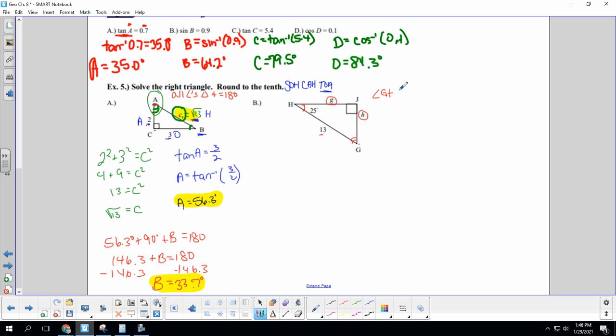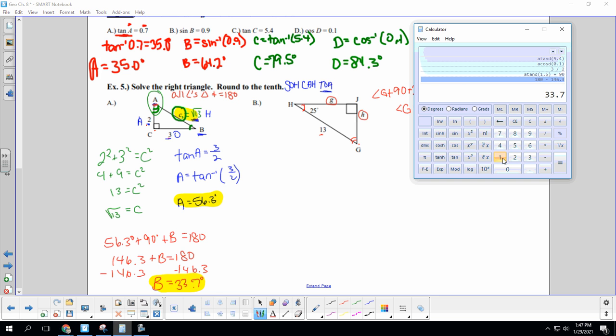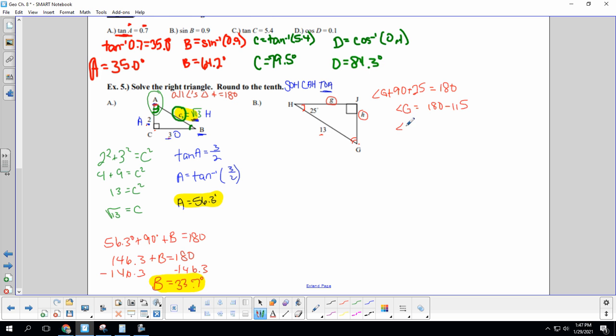So when you add them with 90 and 25, equals 180. So 180 minus 115 is 65. Okay, so angle G is equal to 65 degrees. That is one of the things that we're looking for. Yay, we found it. Score.